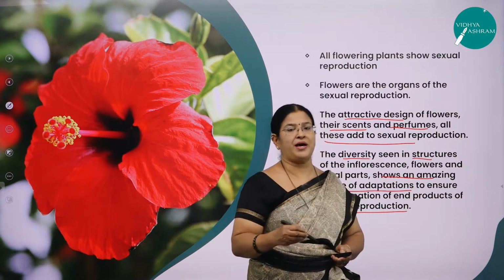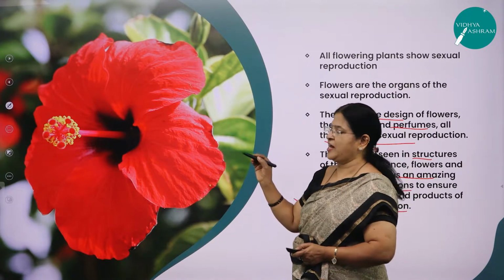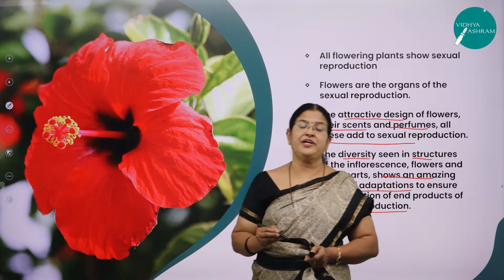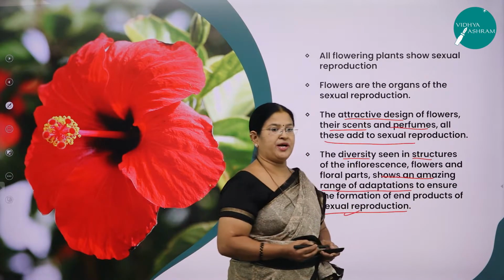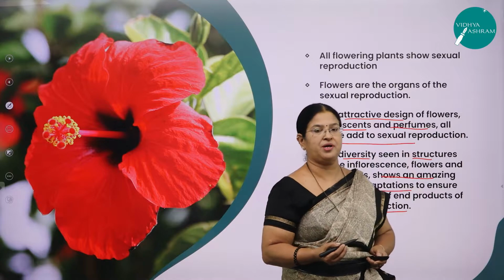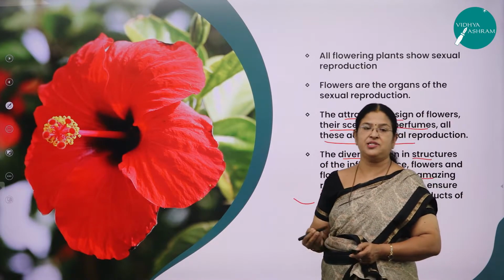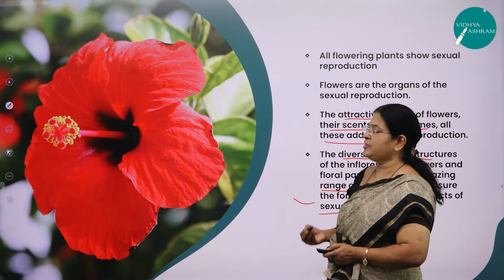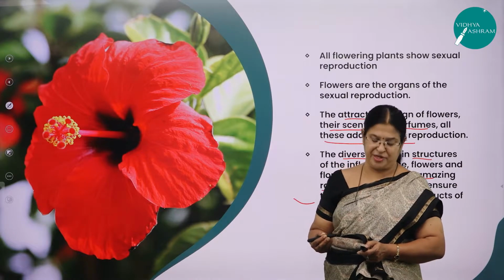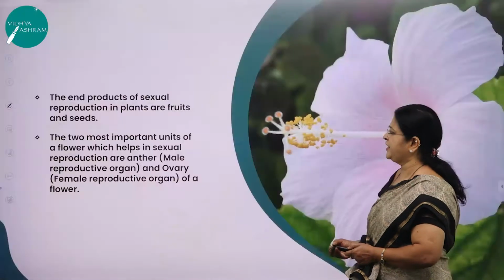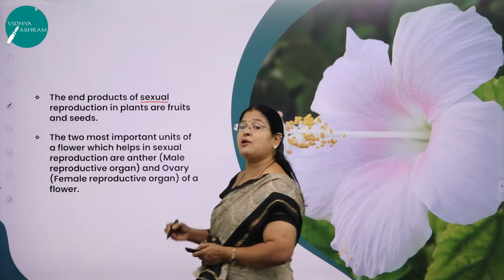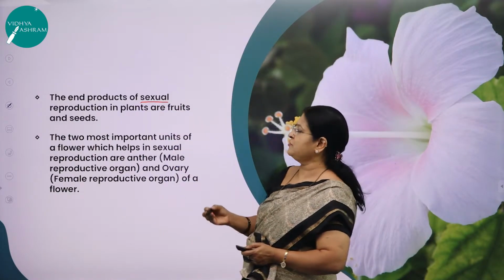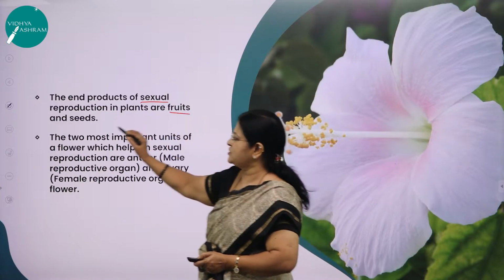So all the parameters that are there in the flower will enable a very important process to happen, that is called sexual reproduction. Sexual reproduction is what? Nothing but the process of fertilization. Fertilization is what? Fusion of the male gamete with the female gamete, resulting in the formation of a zygote, right? Now, the end products of sexual reproduction are what? The end products of sexual reproduction are fruits and seeds.